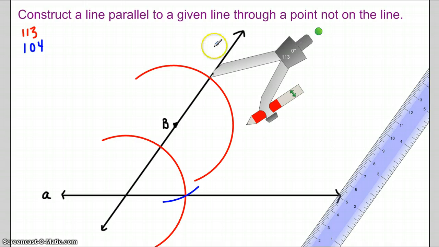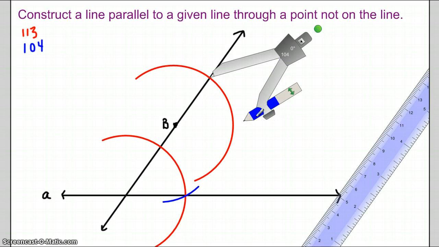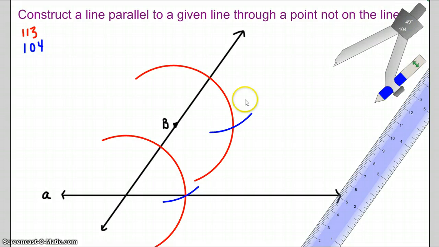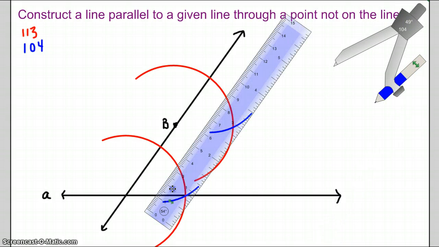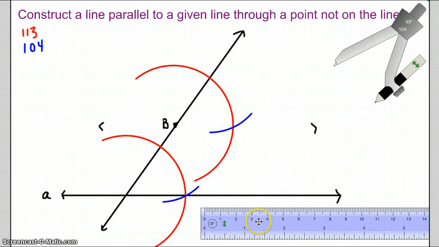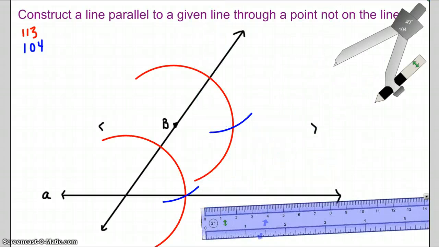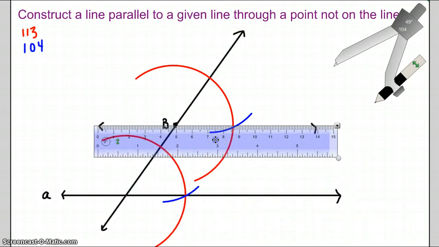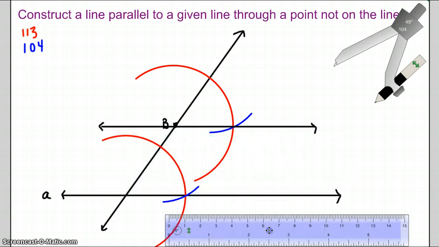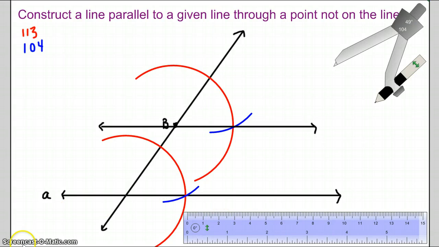When your compass is there, go back to whatever you used for your second arc and make a little swoop. If you did it right, you should see those last 2 arcs, the 3rd and the 4th one, intersect. And our last step is to take our compass. Okay, again, take your compass, use it as a straight edge, line it up with B and your intersection point as best as you can, and draw your line. And it should have 2 arrows on the end since it is a line.